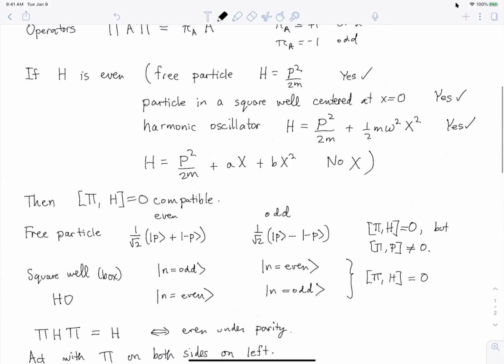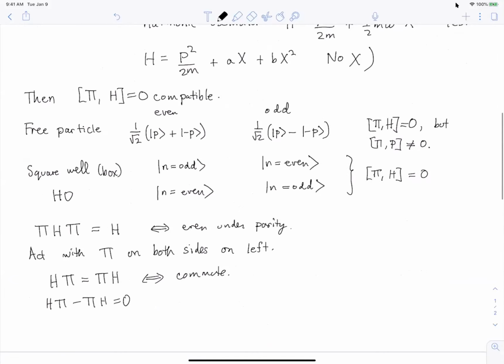You said you act with pi on both sides, on the left. Yeah. So is it like pi acting on pi is 1? Is that what you did for the left side? Yes, pi Hamiltonian pi, this pi squared is identity. Oh, okay. I did that wrong. So this should have been a pi H pi. Pi's and H's are too similar. And so that gives just Hamiltonian times pi. Okay, thank you. Sure.